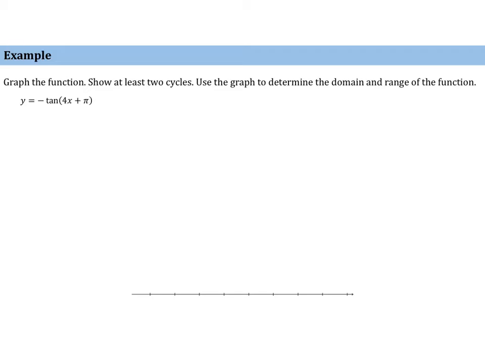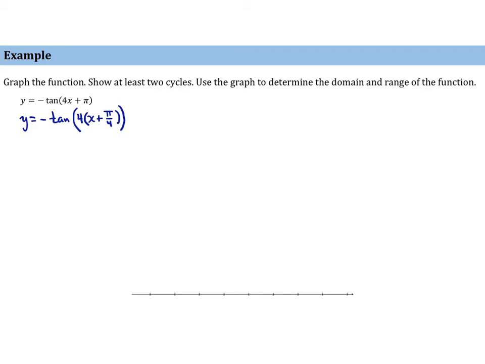In this next example, we have several things going on. So let's rewrite our function so that we can see our transformations of our input more clearly. So y equals negative tangent of 4 times, and then I factor out that 4 from within the argument. I can't pull it outside of the tangent function. It must stay within the argument.